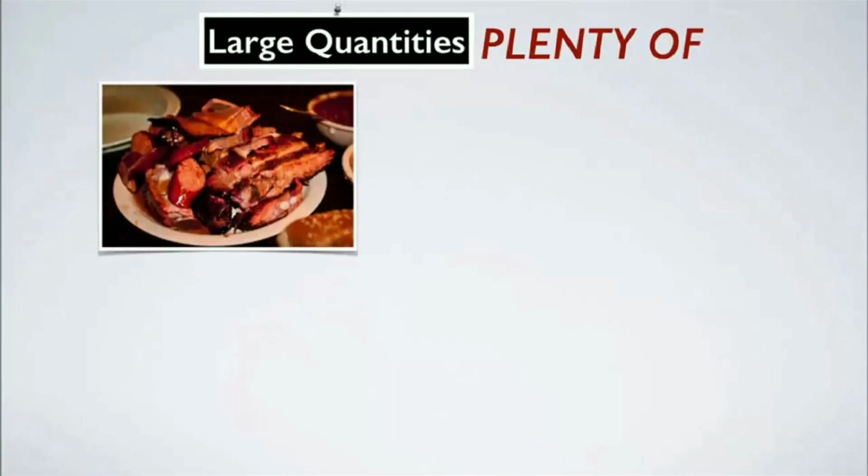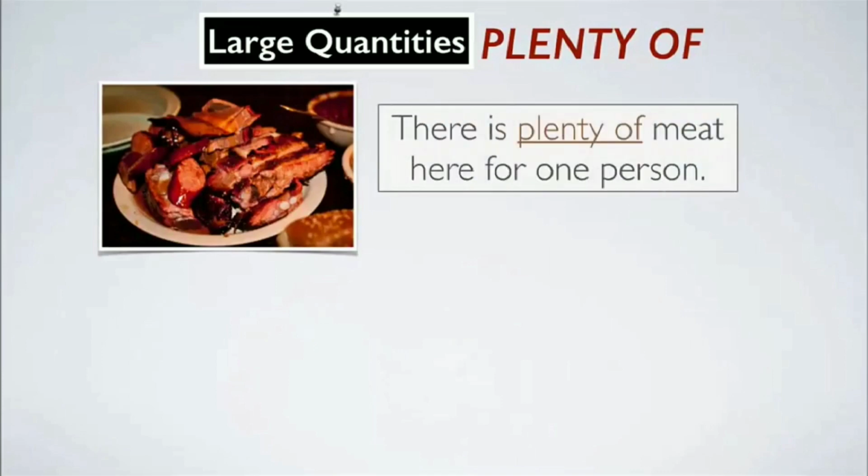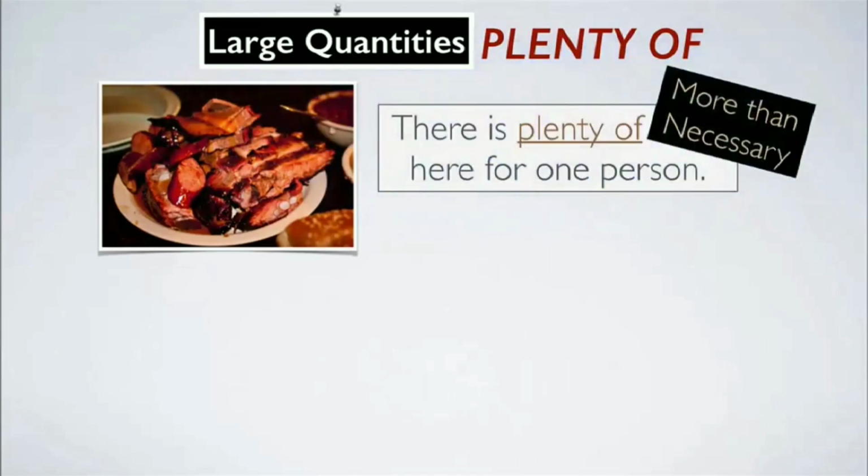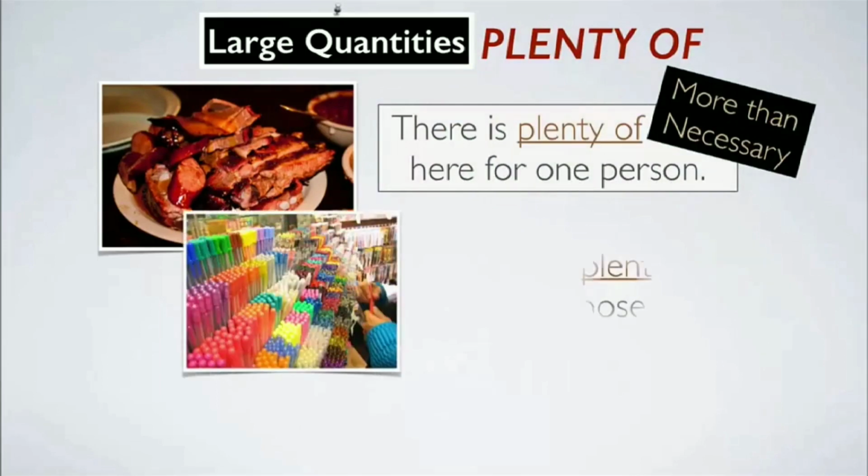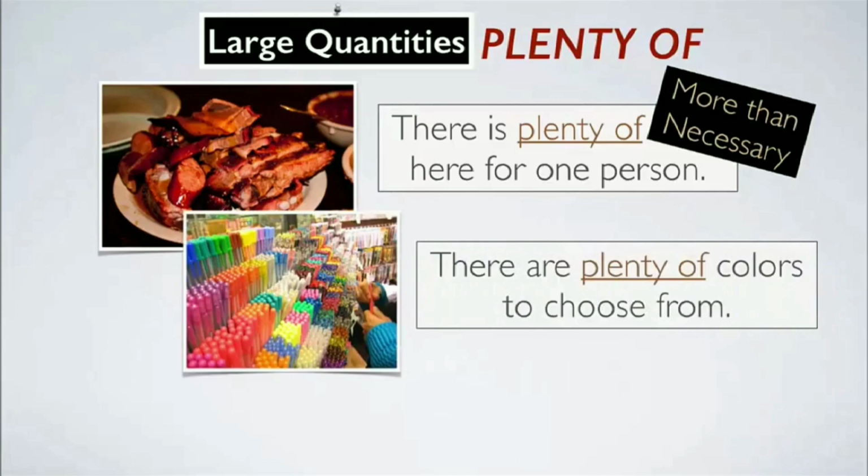Now let's talk about plenty of. Plenty of also expresses large quantities. There is plenty of meat here for one person. Plenty of means more than necessary. Here's another example. There are plenty of colors to choose from.